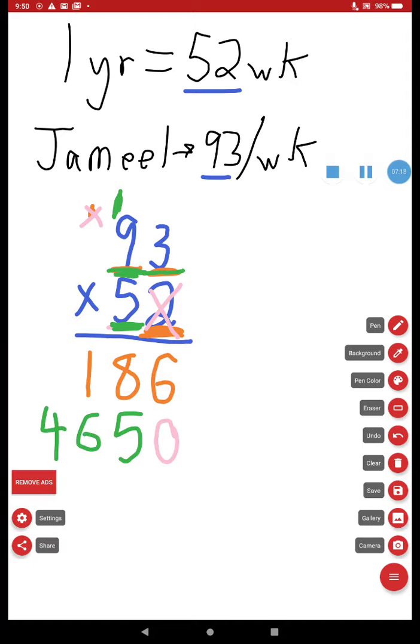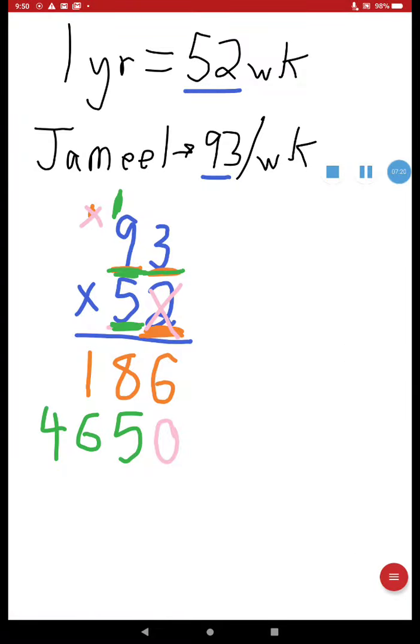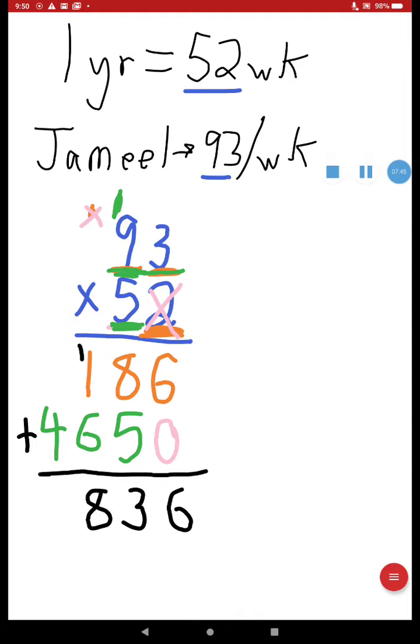All right. Now, remember, a lot of us were saying this was my answer, 4,650, but nope, I need to add the 186. So let's add those two together. 6 plus 0 is 6. 8 plus 5 is 13. Carry the 1. 1 plus 1 is 2. 2 plus 6 is 8. Nothing plus 4 is 4. 4,836.